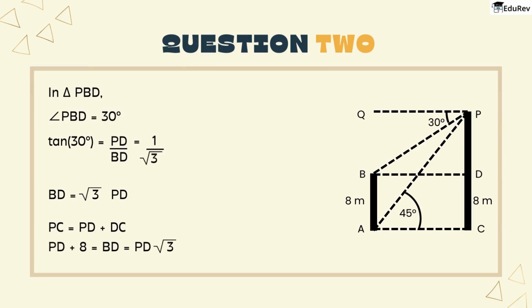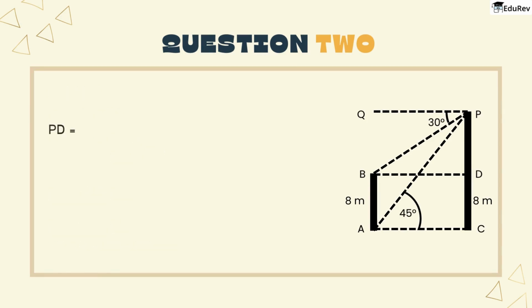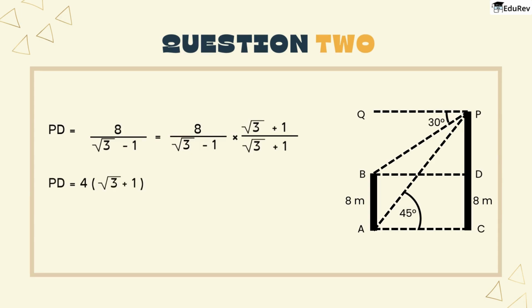plus 8 is equal to BD is equal to PD root 3. This gives us PD is equal to 8 upon root 3 minus 1. Rationalize this expression by multiplying root 3 plus 1 in numerator and denominator. So, we get PD is equal to 4 into root 3 plus 1. This implies the total height of the building is 8 plus 4 into root 3 plus 1.